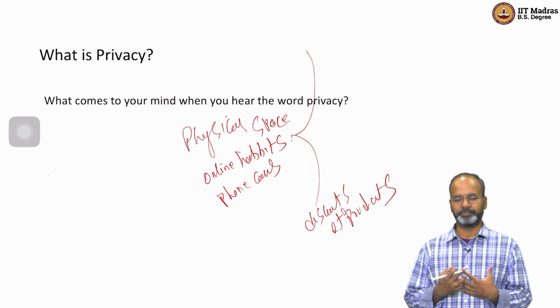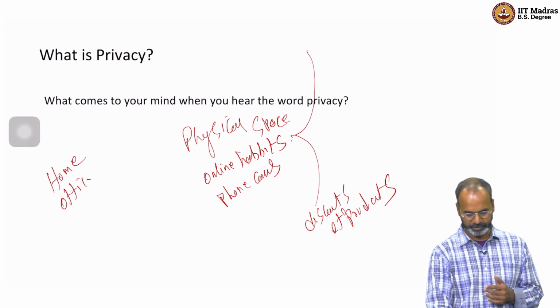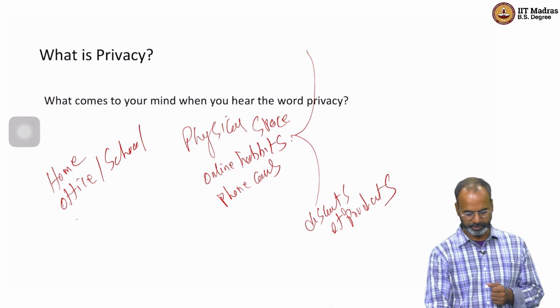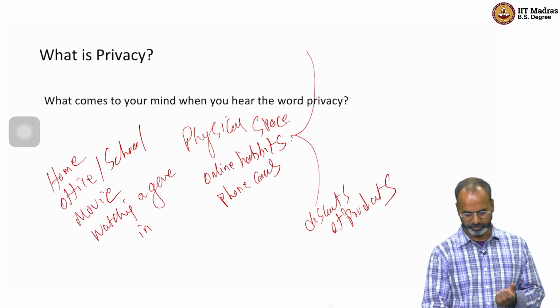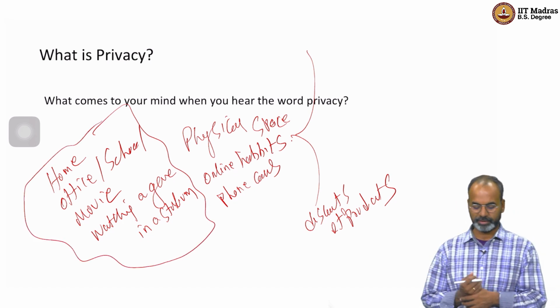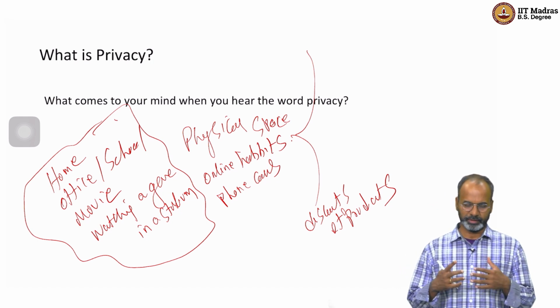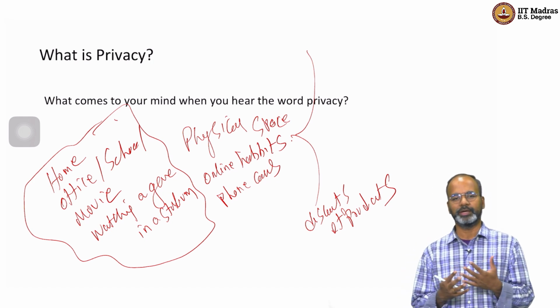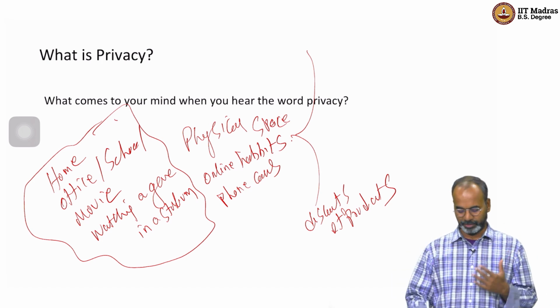If you think of yourself also, the privacy that you may want at home is different from your office or school, college, versus being in a movie theater, versus watching a game in a stadium. All of these expectations of privacy are maybe very different. So the motivation for asking you to think about the word privacy is to get you thinking about what directions and topics we will probably be dealing with.